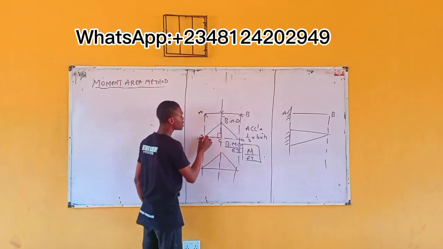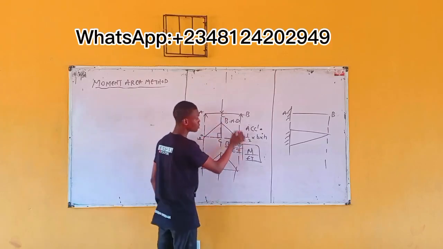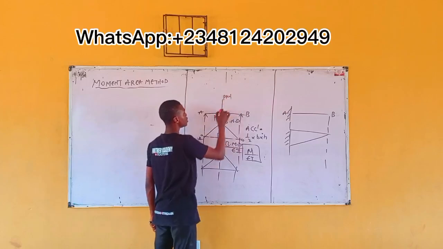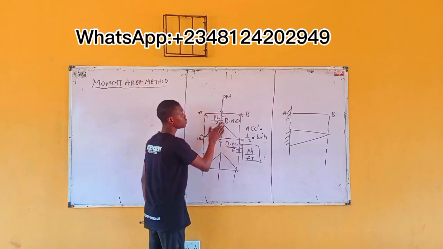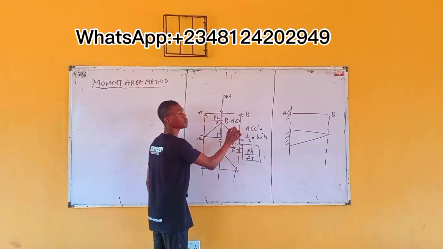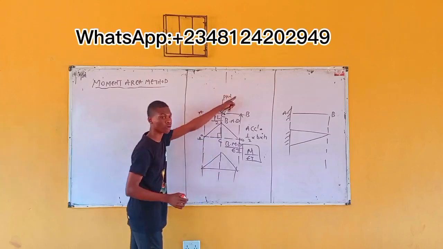Initially, the value at this point is 0. The value here is 0. The value here is what? PL. Let's say this is P kilonewton, L over 2, right? You know, this is your bending moment. At this point 0, at this point 0, at this point PL over 2. This is just the bending moment diagram.